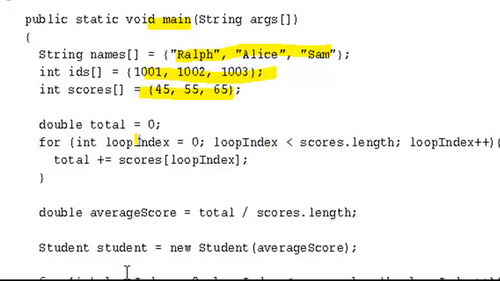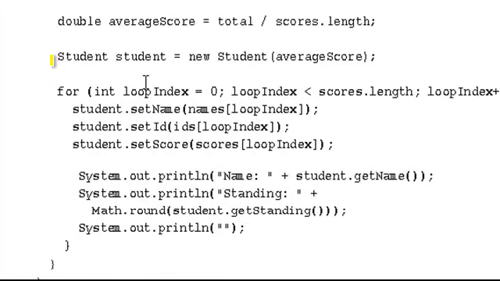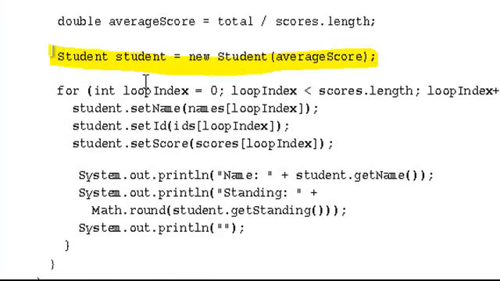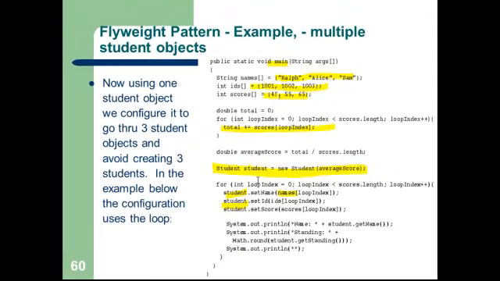Whatever we're doing here, we're trying to find the total for every score for every student. And here's the magic of the flyweight. We can create one object, which is called a student in this case, and then loop using the same object, taking different information from these arrays. For example, in the first iteration, we take Ralph, 100145 as name, ID, and score. In iteration number 1, the loop index becomes 1, so we take Alice and then the next.